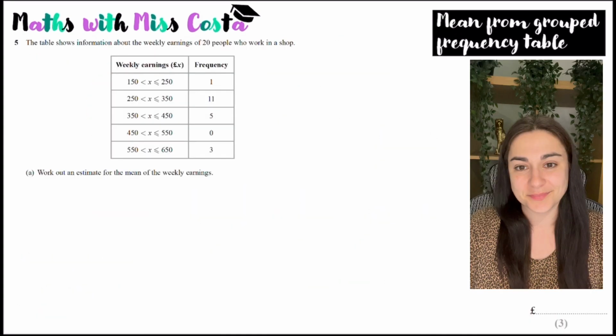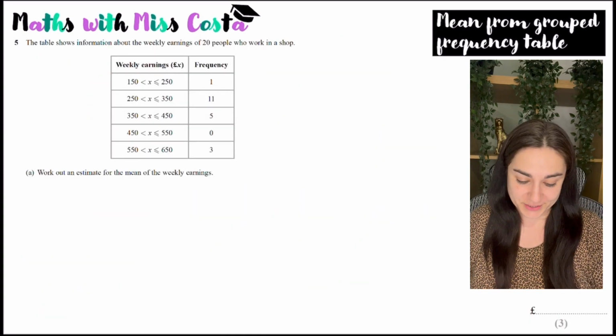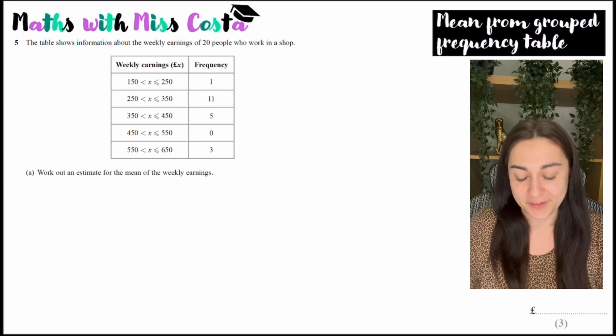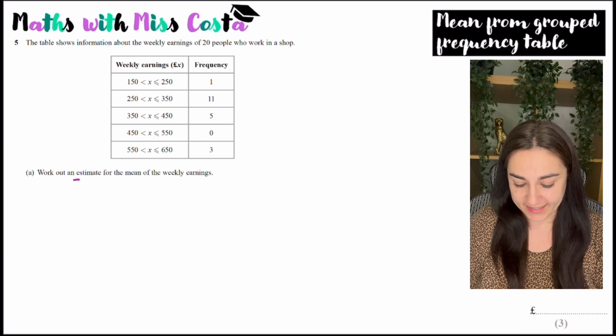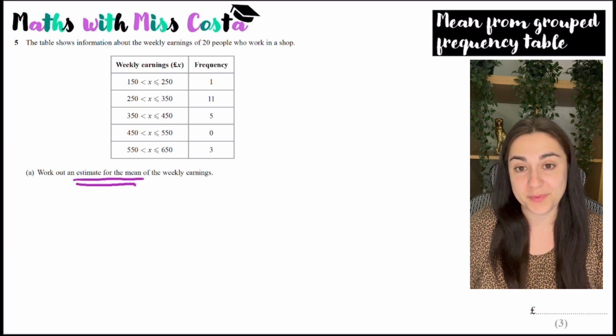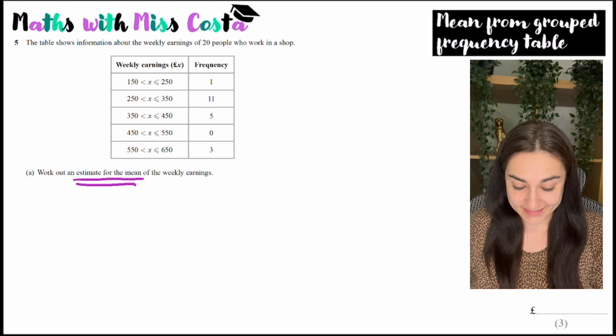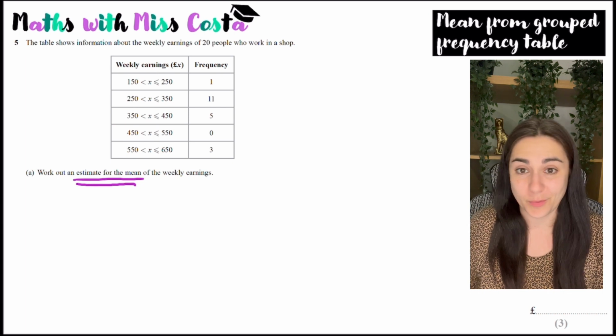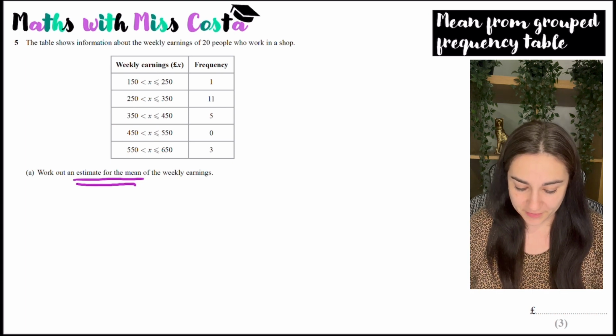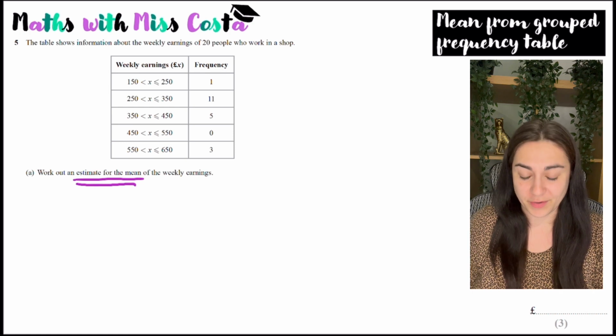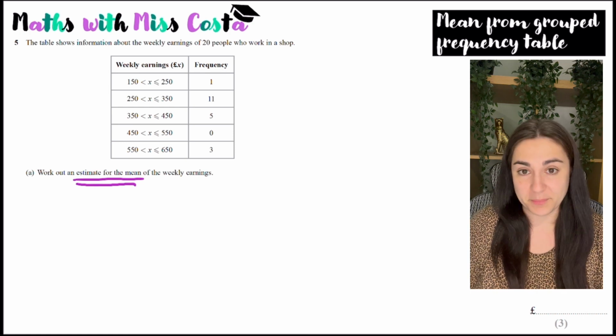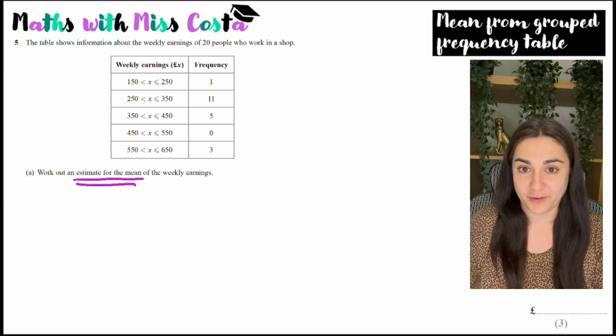0.333% off. Okay, so here I'm being asked to find an estimate for the mean of the weekly earnings. Now, this is a grouped frequency table, and with a grouped frequency table, what it means is I'm never going to know what the exact values are. I just know that one person earns between 150 and 250 pounds. 11 people earn between 250 and 350 pounds.